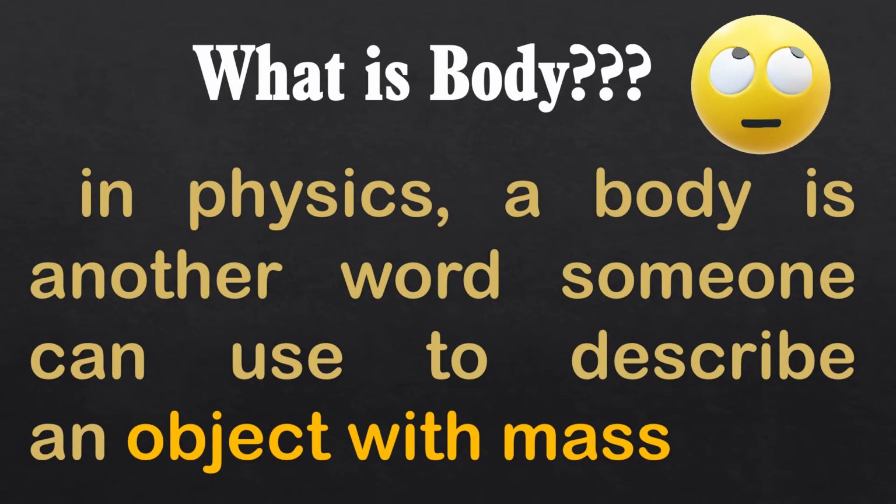Here we have to know what is the meaning of body in physics. It's totally different. It's not just our body, it's not just the human body, okay? In physics, a body is another word someone can use to describe an object with mass. Just with mass, just like a book, a lot of things that have a mass. What's the meaning of mass, right? Any object with a mass, we call it a body in physics.